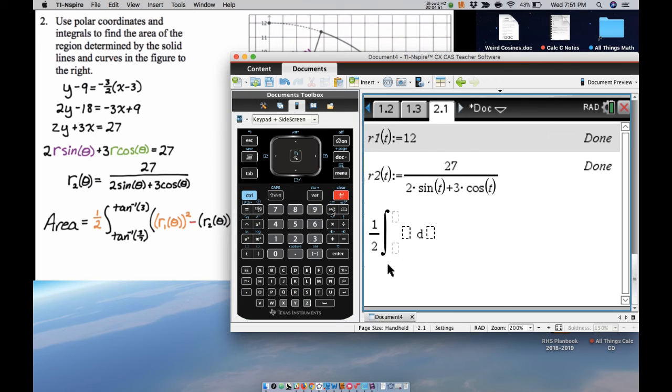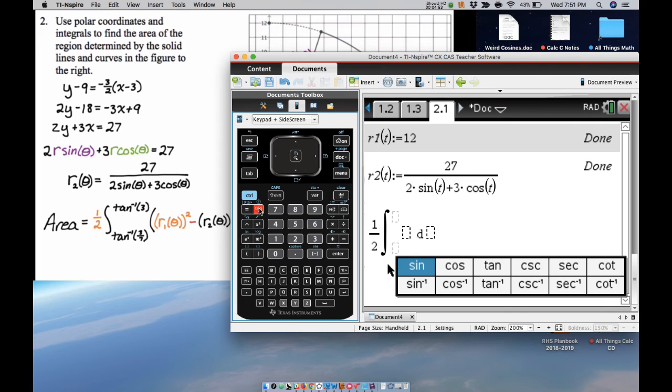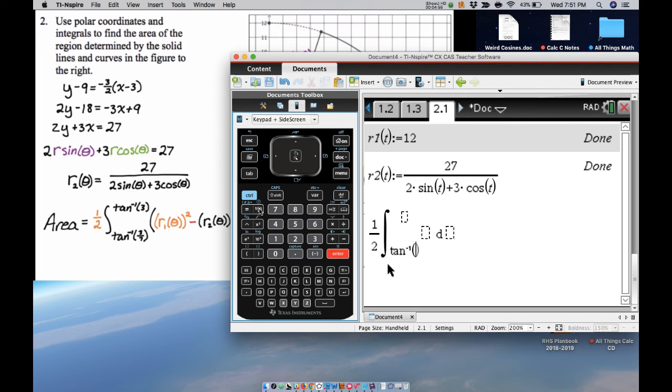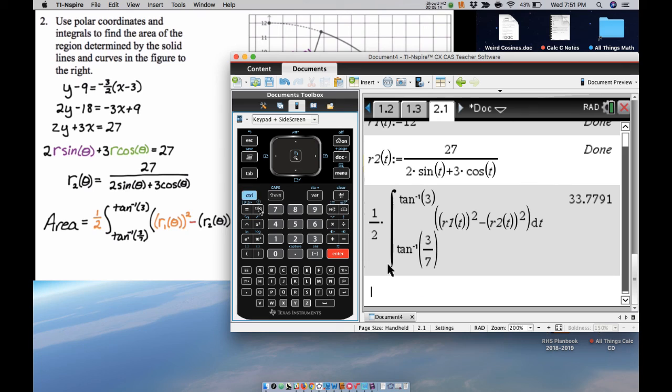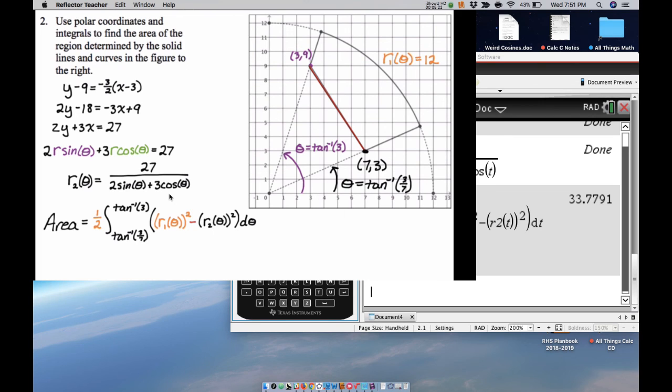And then our integral, so it's 1/2, the integral from arctan of 3/7 to the arctan of 3, and then it's r1 of t squared minus r2 of t squared, dt, and let's see what we get. We get 7791. As you can tell, I have trouble reading decimals. So approximately 33.779. And that's the area.